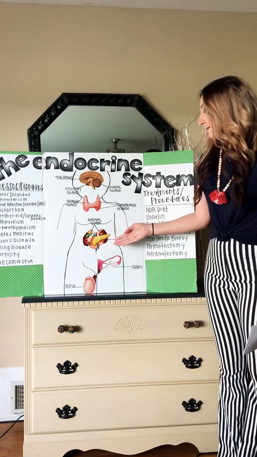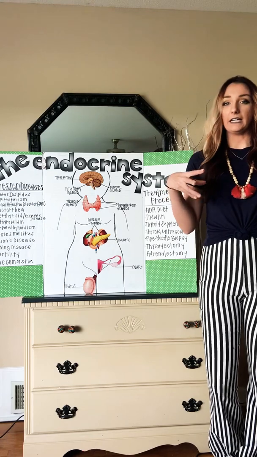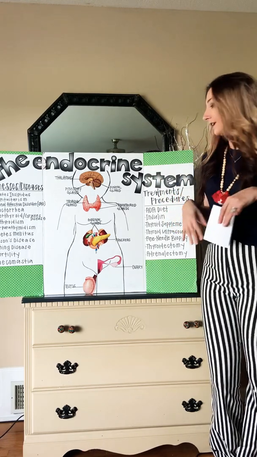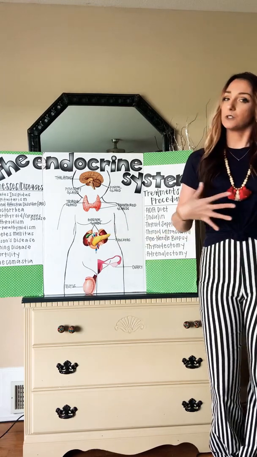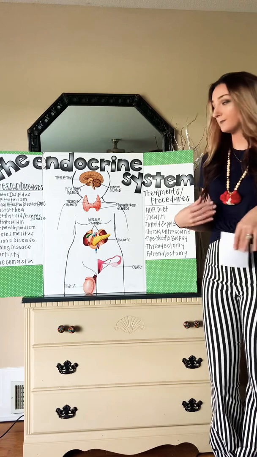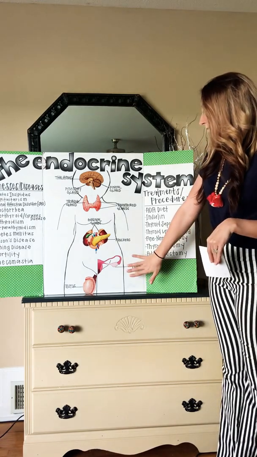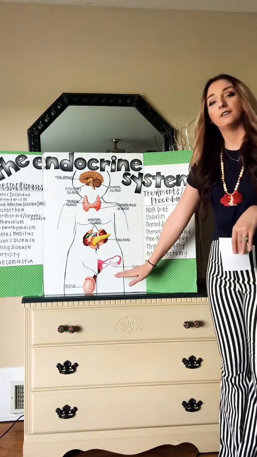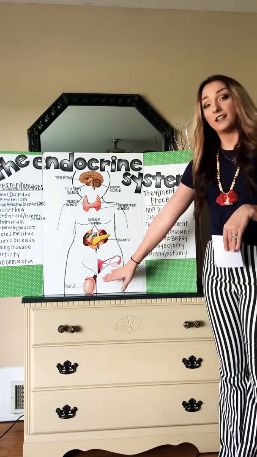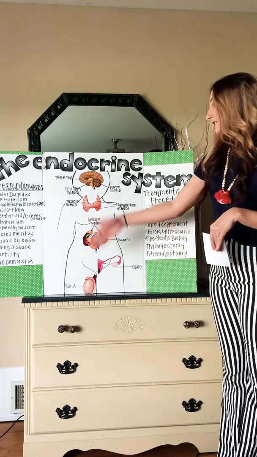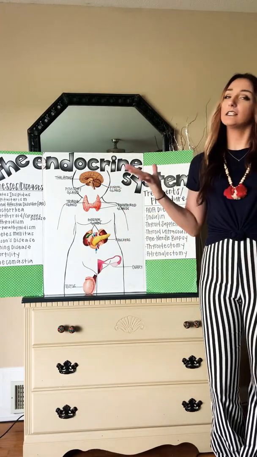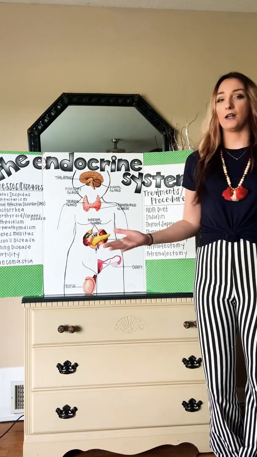Moving down into the abdomen region, we have the adrenal glands, which are like caps on top of the kidneys. And then we have the pancreas, which is right in the middle between both of the kidneys. Then down at the bottom here, we have the female version, the ovary, and the male version, the testis. Now, as you can see, the endocrine system is literally composed of the entire body.